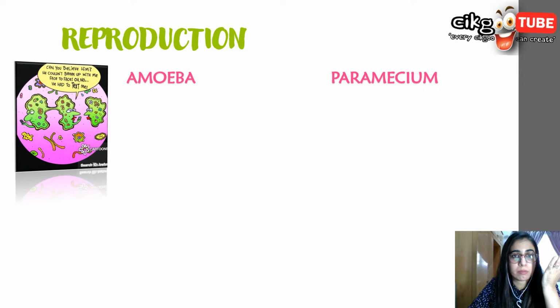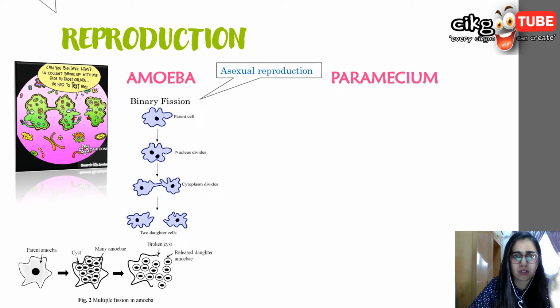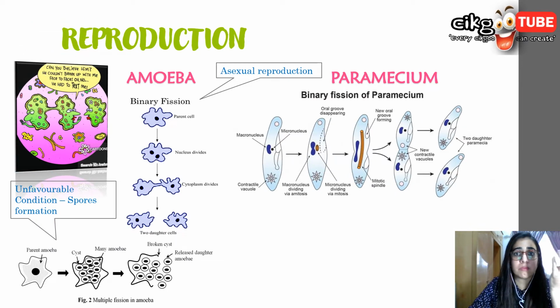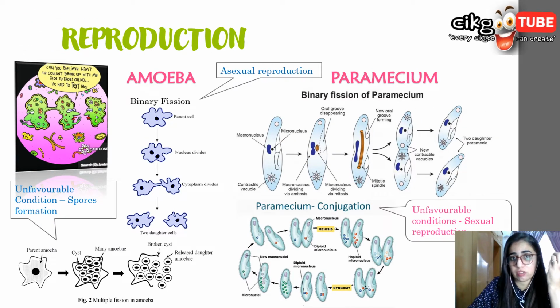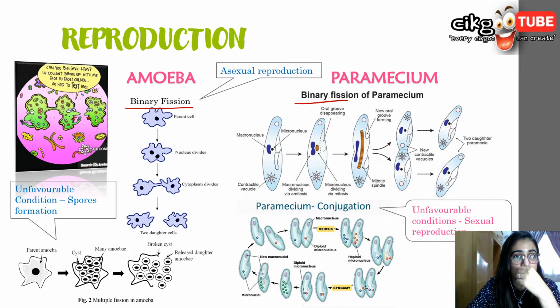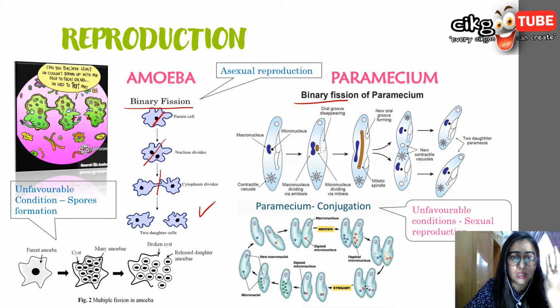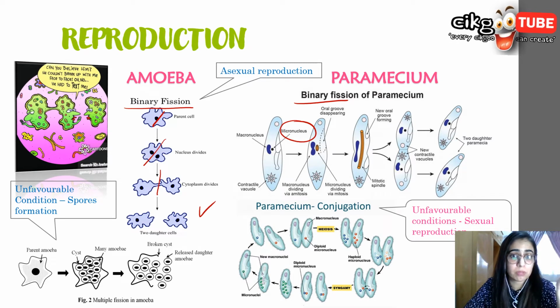Now let's look at reproduction. When the conditions are suitable and there is plenty of food, amoeba and paramecium will reproduce via asexual reproduction, that is binary fission through mitosis. They just divide the nucleus, divide the cytoplasm, and then two daughter cells are formed. Same goes with paramecium. The micronucleus is the one involved in reproduction. So the micronucleus will divide and then form two paramecium.